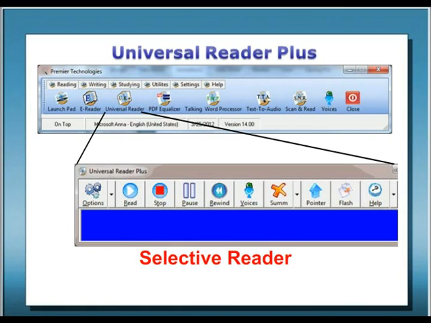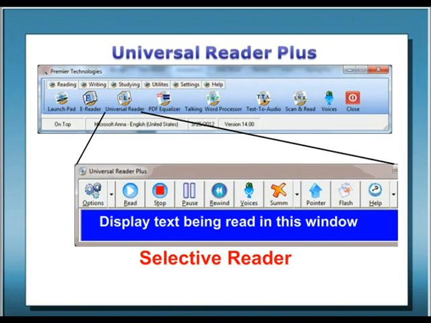Universal Reader Plus only reads what you select and will display the text being read in a viewing window and track the words as they're being read. Universal Reader Plus is perfect for web pages or documents where you only want or need to read a portion of what is presented to you. After you've read a selected passage, simply select another passage to continue reading or have that same passage read to you again for review.